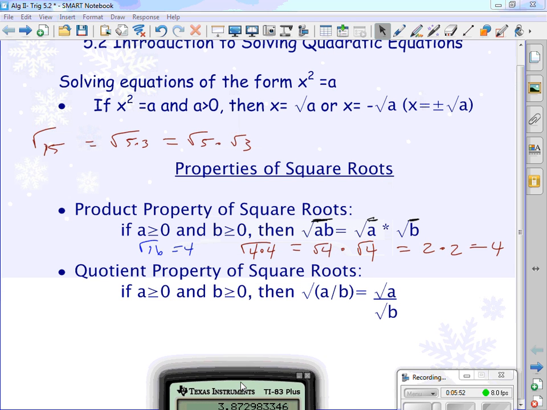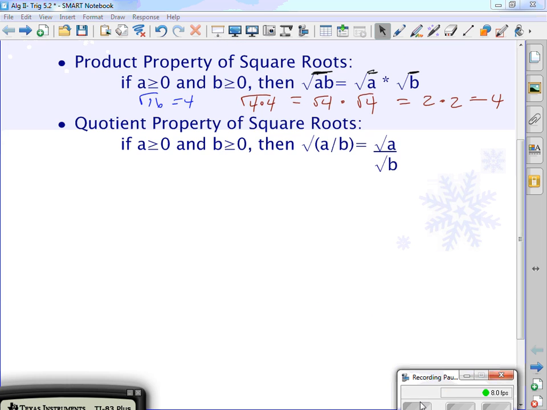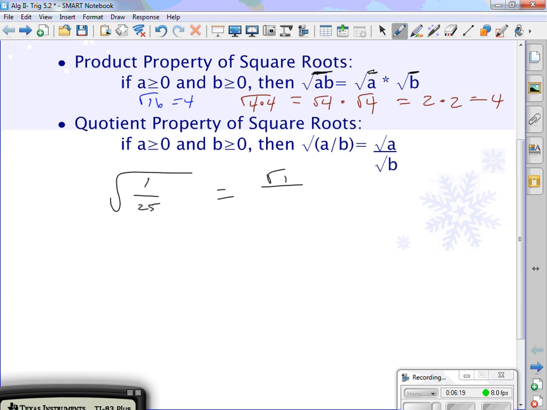Same thing works for quotient. If I have the square root of a divided by b, that is the same thing as the square root of a divided by the square root of b. Just to show you with an example. Square root of 1/25 is the same thing as the square root of 1 over the square root of 25.